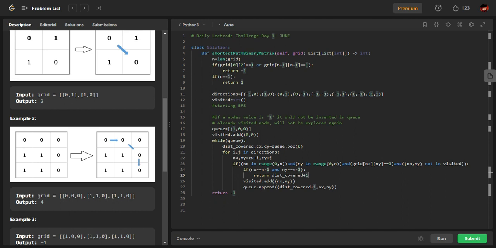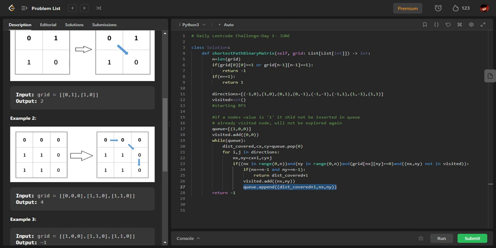The idea here is I am not going to insert this in the queue again. Once I find the node, I need not insert it again in the queue. So I should just return the answer. That is the basic idea. If this is not the last node, then I will be adding it to my visited set. The idea here is before inserting in the queue, I will be adding it to my visited set. Next, I will be appending into my queue now.